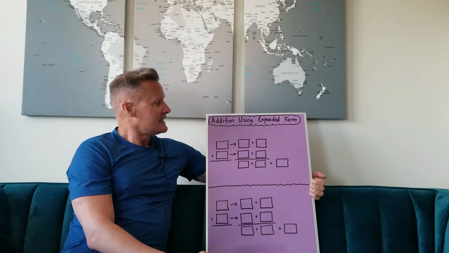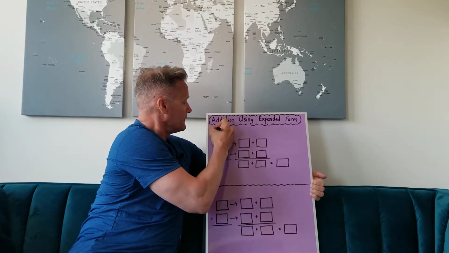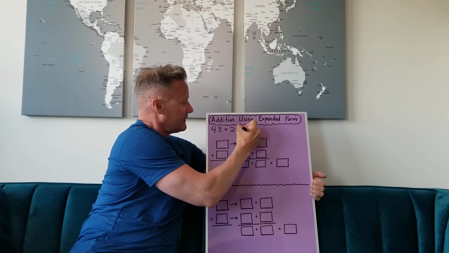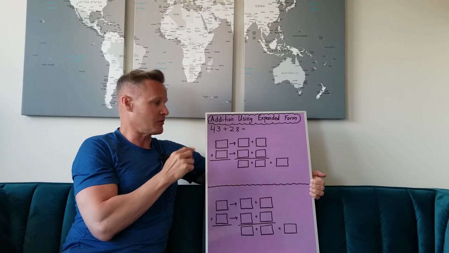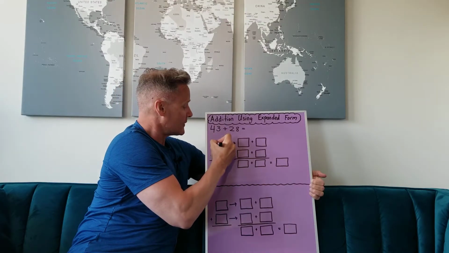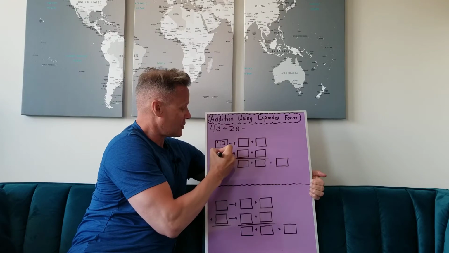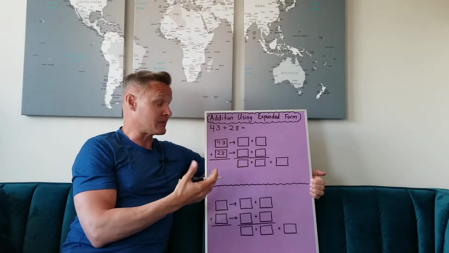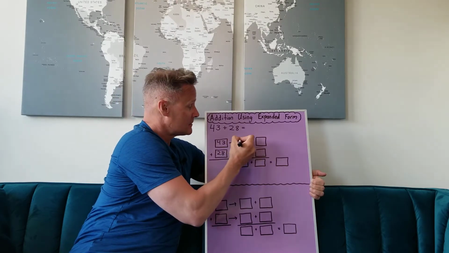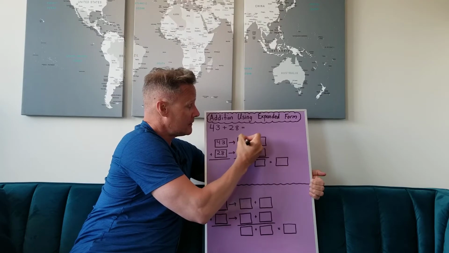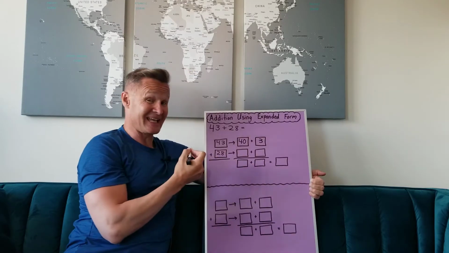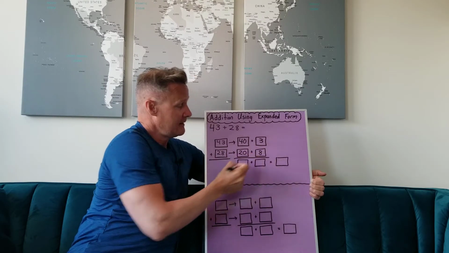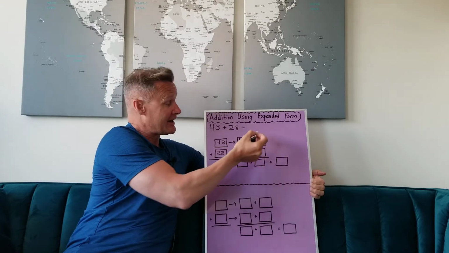So here we go. We start with, let's say, 43 plus 28. Now, to do 2-digit addition with expanded form, we stack these numbers. So 43 goes into the first box, and right below it, 28 goes in the second box. And from there, we do our expanded form for each number. So 43 becomes 40 and 3. 28 becomes 20 and 8. Now we have our tens stacked up and our ones stacked up.